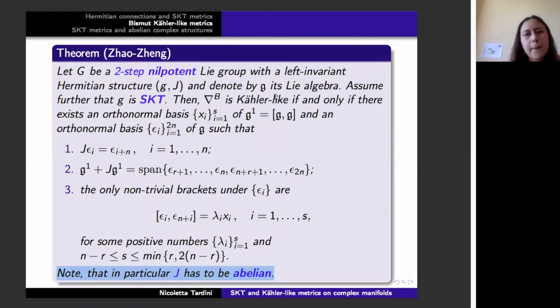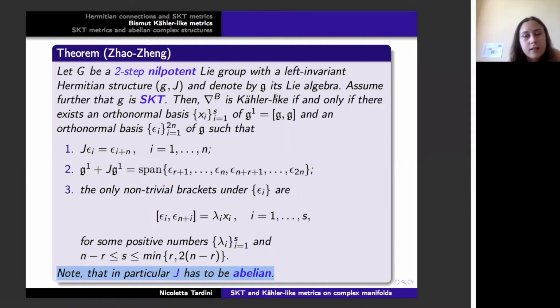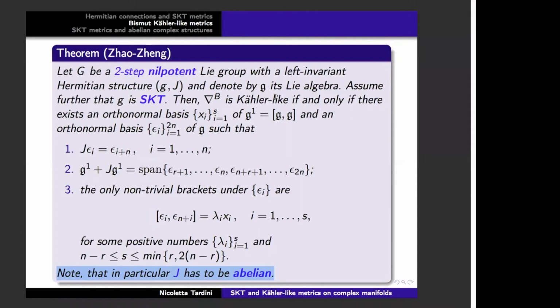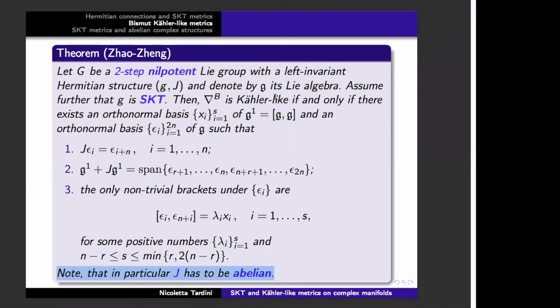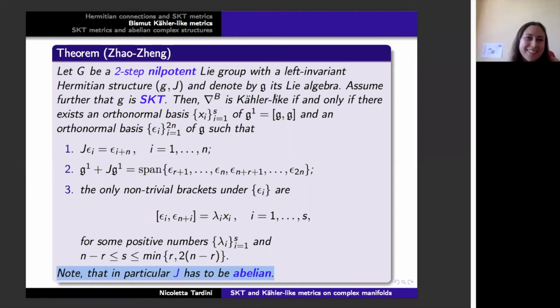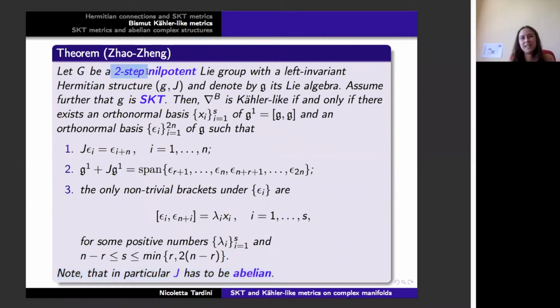Nicoletta? Yes. Excuse me, for this Kähler-like, are there examples in nilpotent but not two-step? I don't know, because the point is that being Kähler-like would imply that the metric is SKT. And so we have the conjecture, right? Saying that if you have a nilpotent Lie algebra with an SKT metric, then it has to be two-step. Okay, so that's why essentially they assume two-step at the beginning. Yeah.